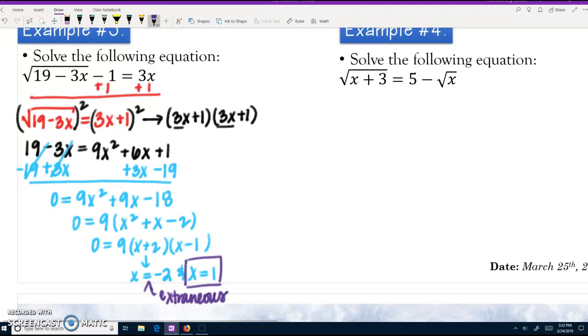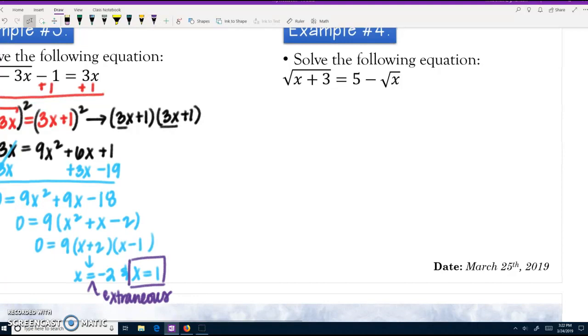Then we have example number 4. It's going to be a similar process, so we're going to have some foiling to do, but it just so happens that the foiling over here is going to involve a radical. So again, the only way to undo a radical, a square root, is to square it. So I'm going to square this side, and I'm going to square this side.